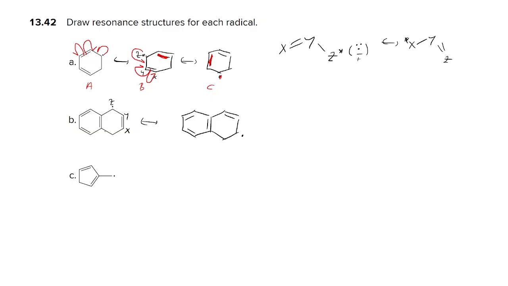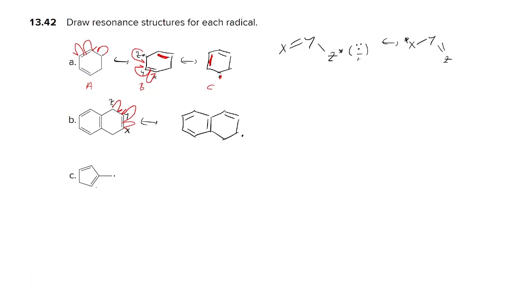Then how can I use curved arrows? Let's use the red color for that. Again, the unpaired electron should move between Y and Z. Then also one of the pi electrons should move there to make the pi bond, and the other electron of the pi bond should move as an unpaired electron. Okay, let's also do option C.